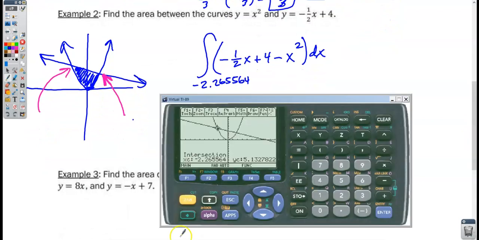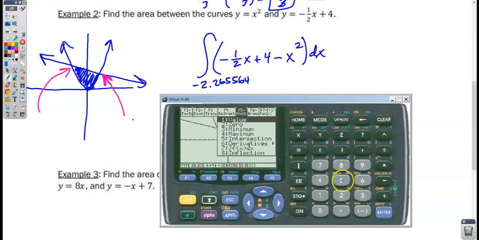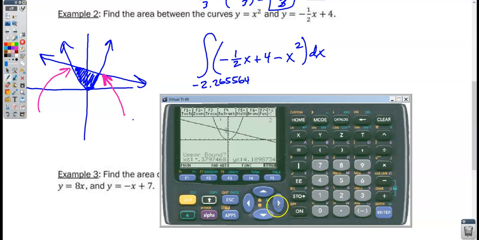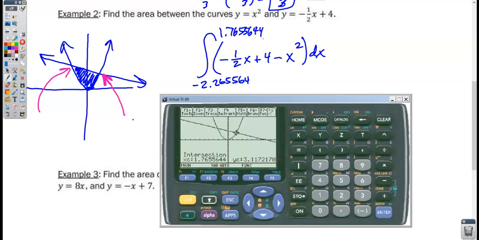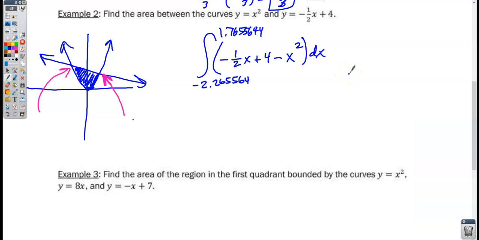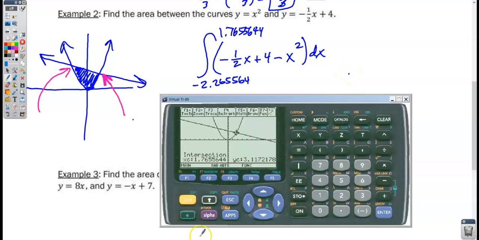And as my upper limit of integration, I'm going to go ahead and find that intersection point. We get 1.765644. 1.765644. All right, so now we have everything set up, and we can go ahead and use our calculator to find the area.